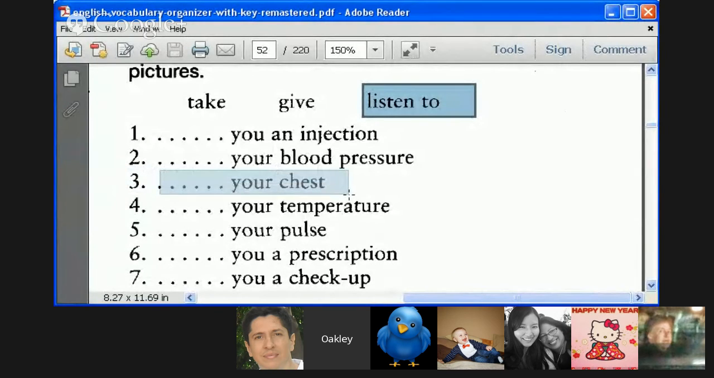That's the old stethoscope there. Okay. The doctor listens to your chest. Nobody ever reports this: the doctor listened to my chest. Well, I guess you'd say it the same way if you were reporting it.